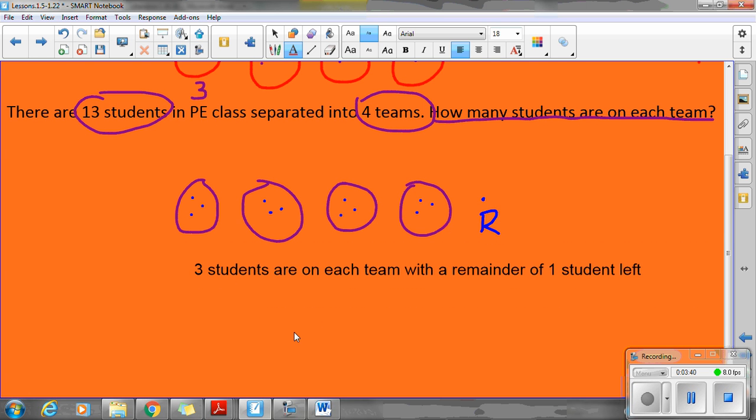And so this student would get to either cheer or ref or do something like that. But that is dividing division word problems with a remainder.